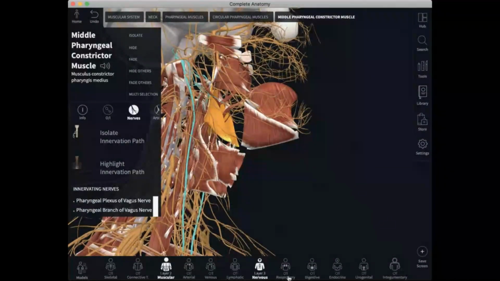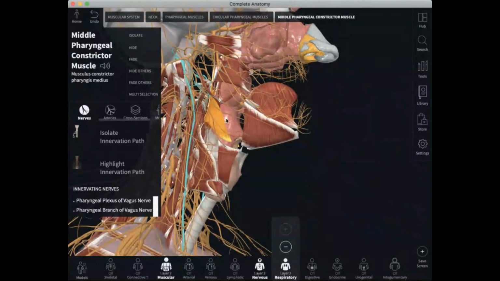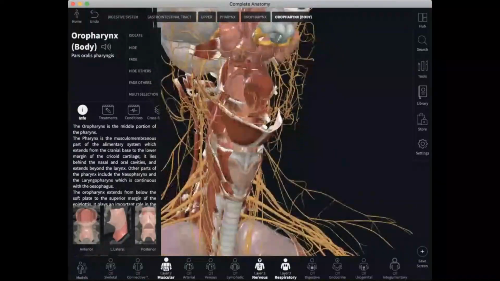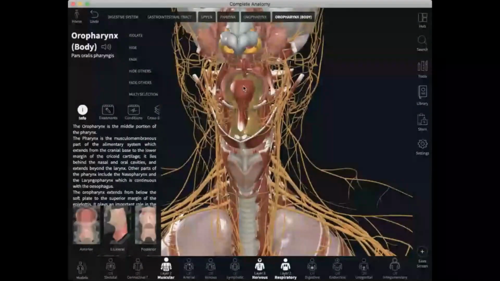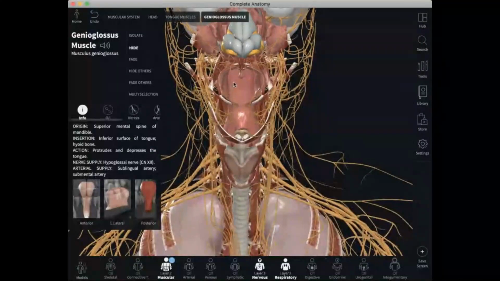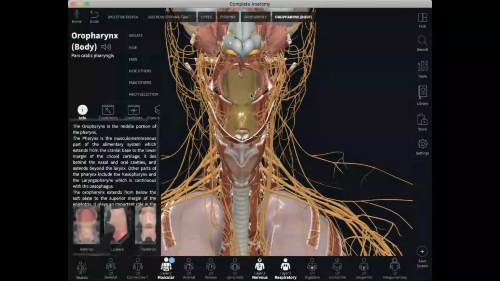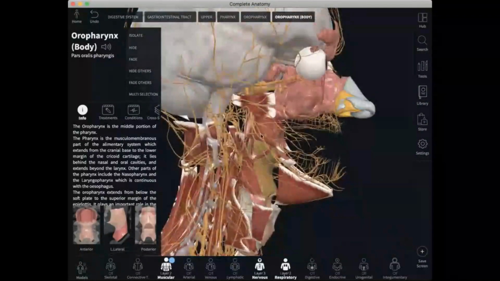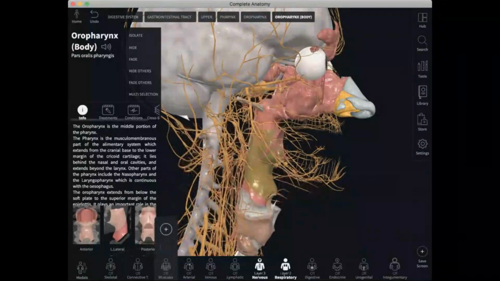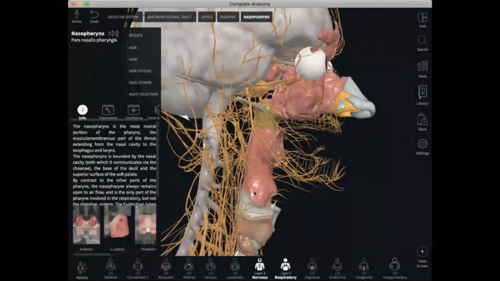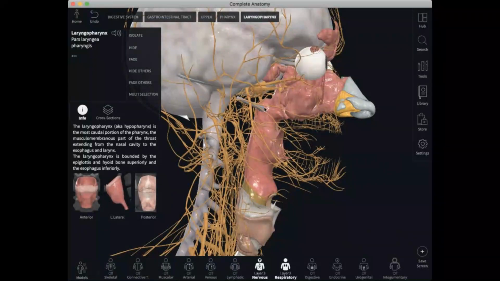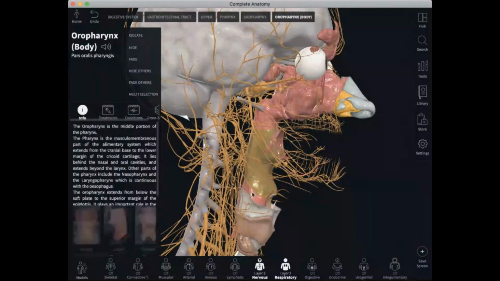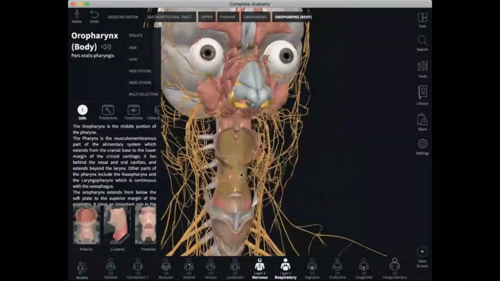Apart from this, if you look at this, this is the oropharynx. I will remove the tongue. Here you have the nasopharynx in the nasal area, and this is the laryngopharynx. These areas are innervated by the glossopharyngeal nerve.